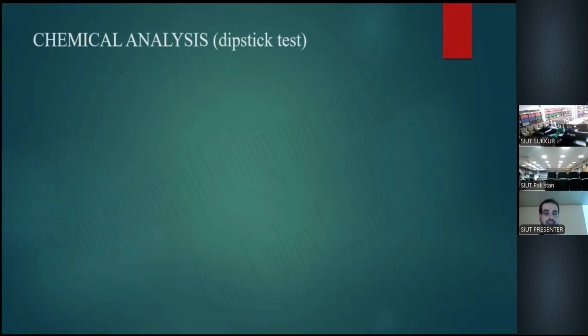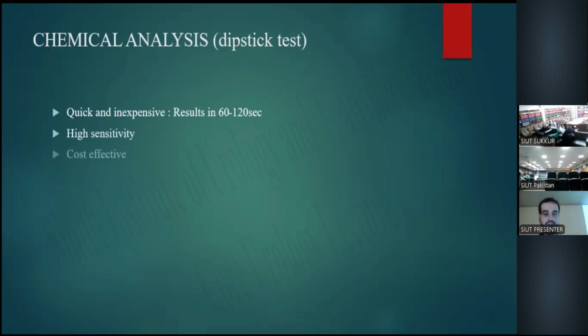So we come to the chemical analysis. We mostly use the dipstick test. It's a quick and inexpensive test, and results can be shown in 60 to 120 seconds. It's highly sensitive and cost effective. It has 10 variables you can measure at the same time. If you perform these tests individually, it will take time and be costly and not effective.